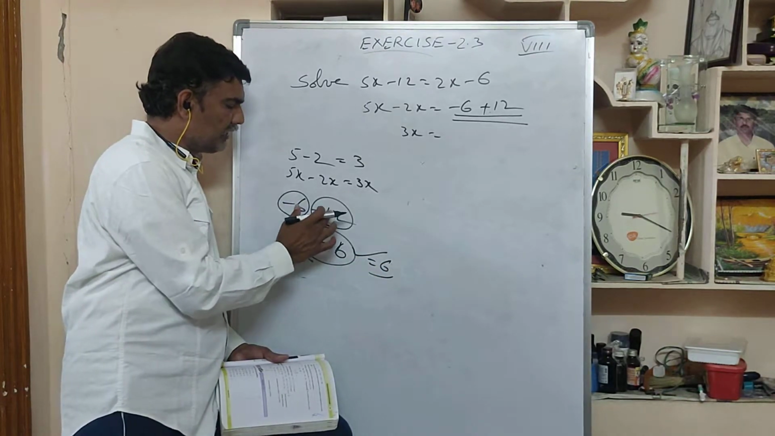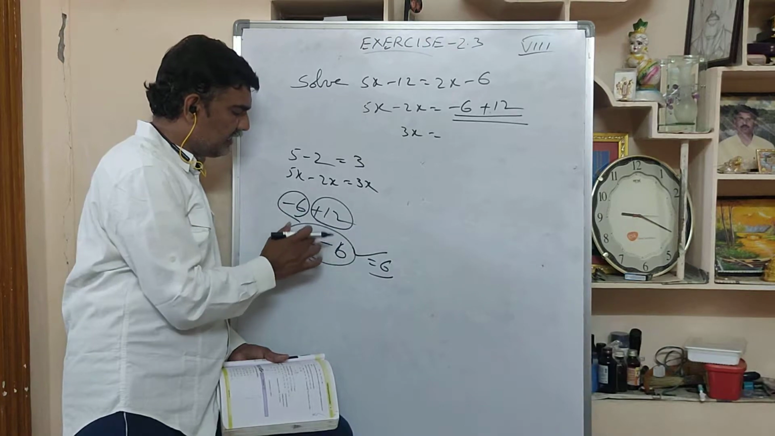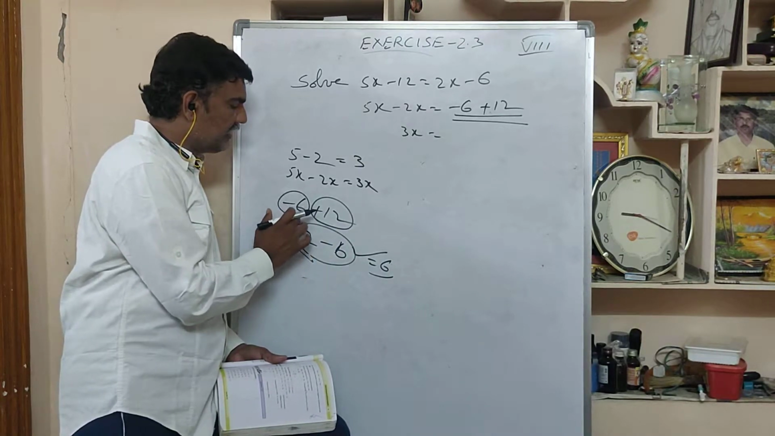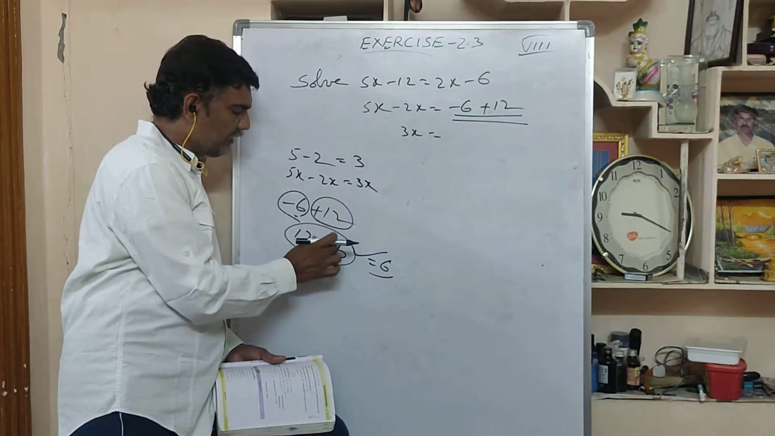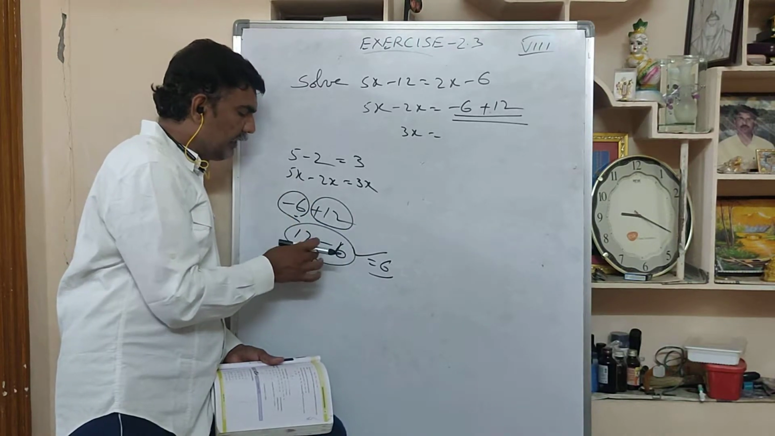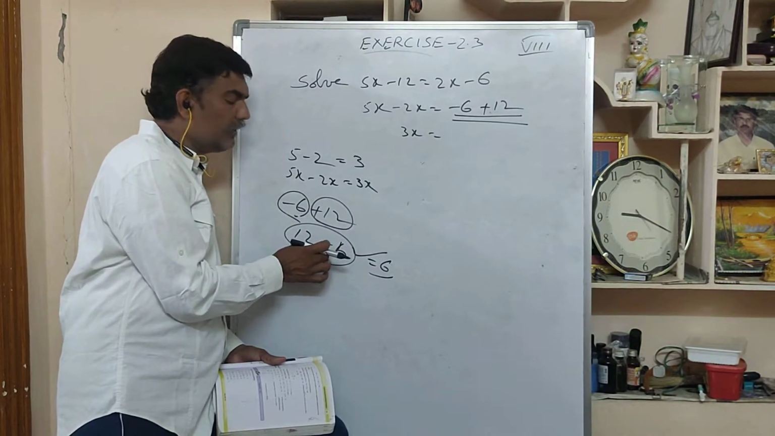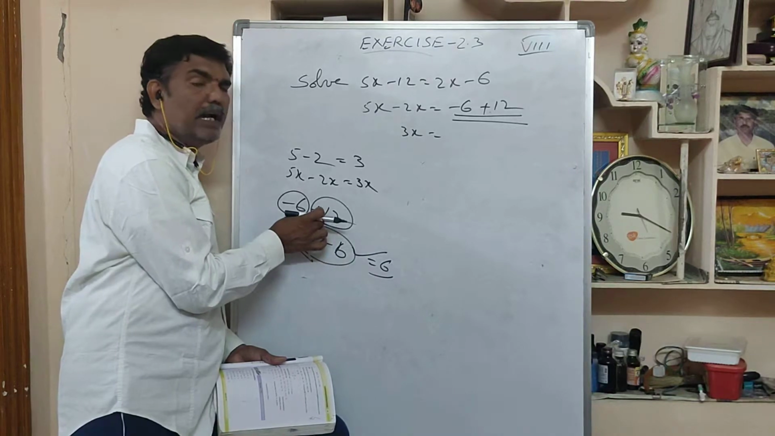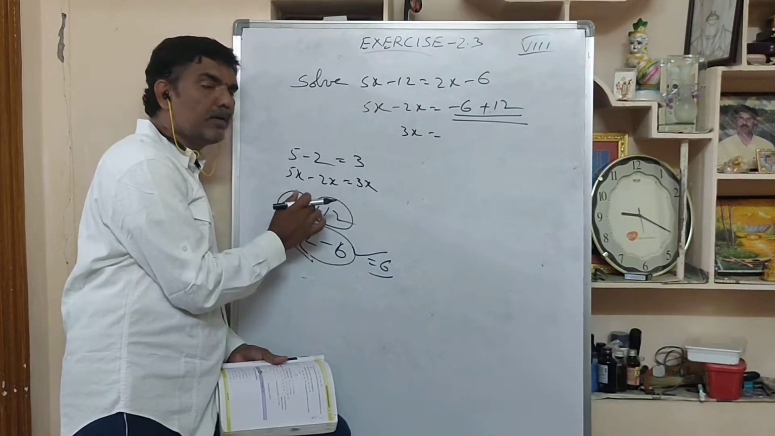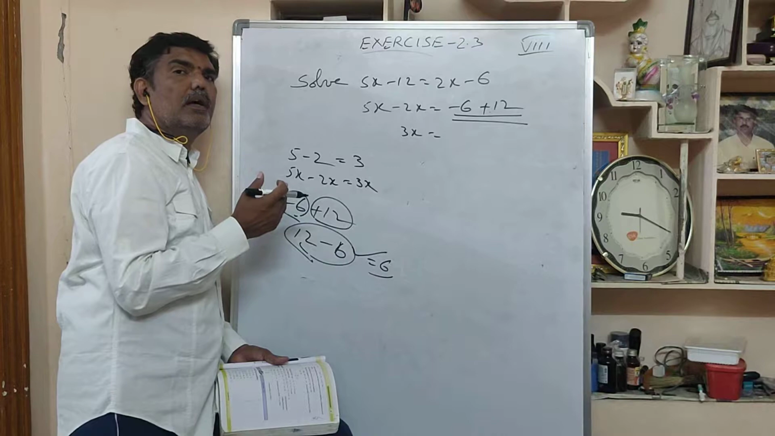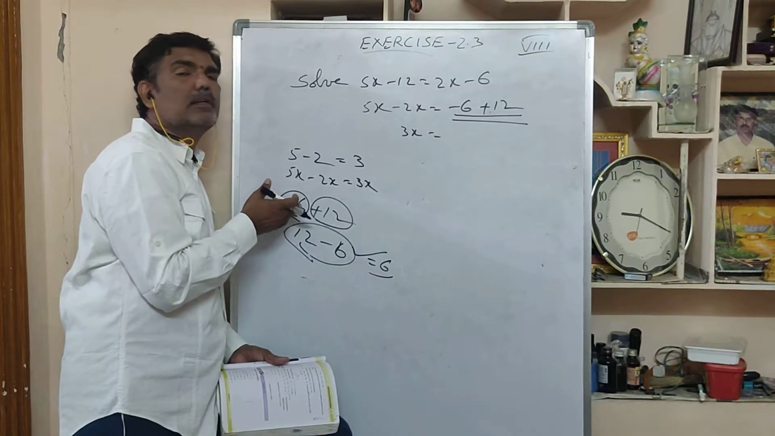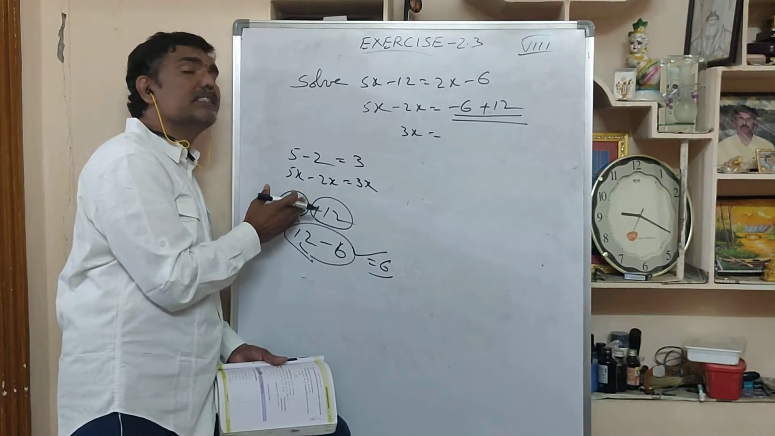See, these two are the same. Minus 6 plus 12 and 12 minus 6, both are the same. But in this pattern, students will feel it is very easy. In this pattern, students will feel it is very difficult, because in lower classes you won't practice with these sums.